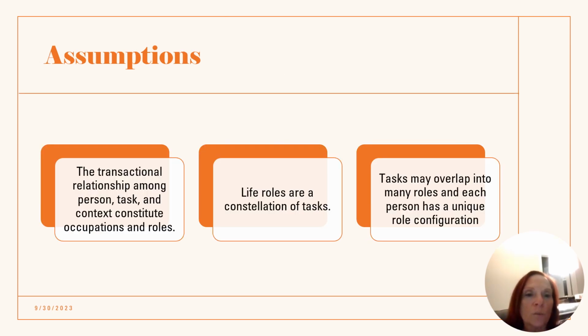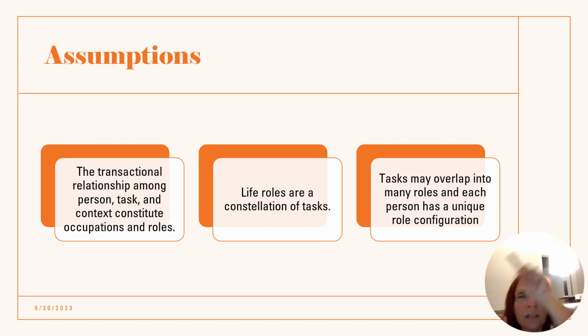The transactional relationship among persons, task, and context constitute occupations and roles. Life roles are a constellation of tasks. Okay, so this is when you're looking at the picture and you see all the T's, and hopefully I'll show you that here in a minute. You'll see all the T's all around the picture. Those T's are the individual tasks of the life roles. So your life role as an occupational therapist has many tasks involved in it.